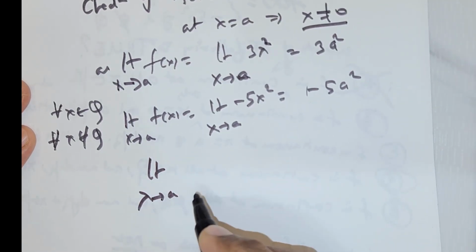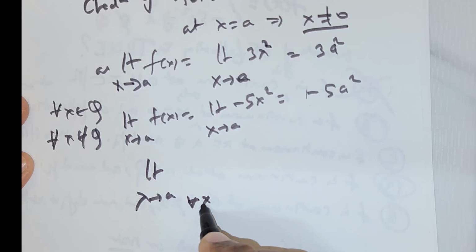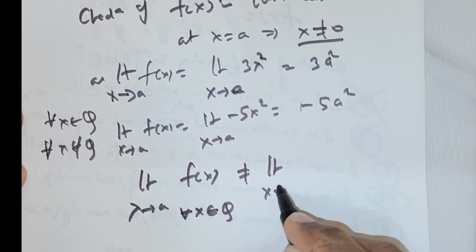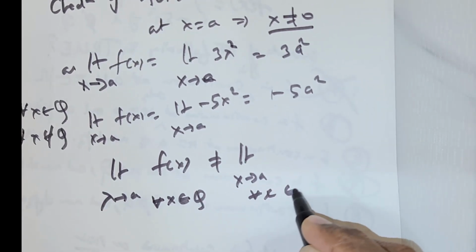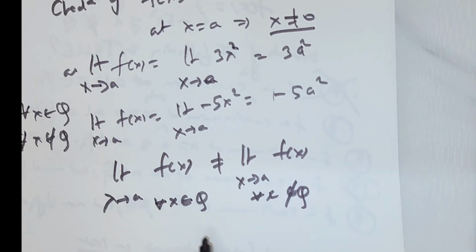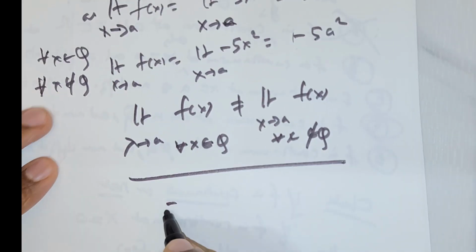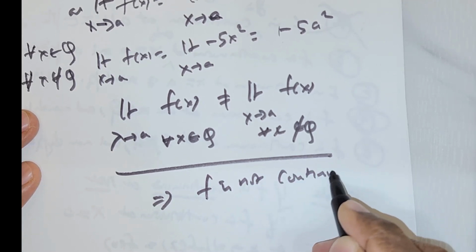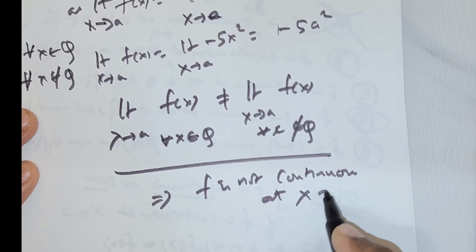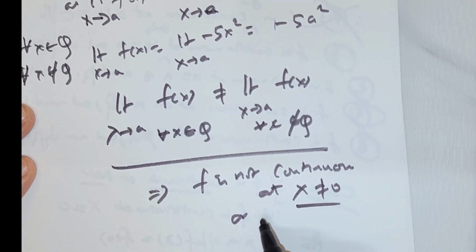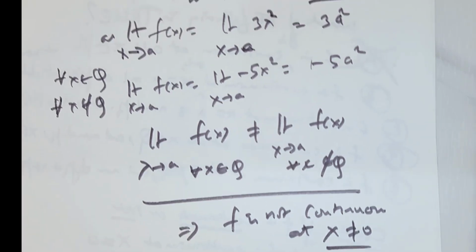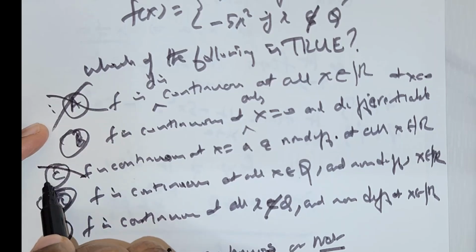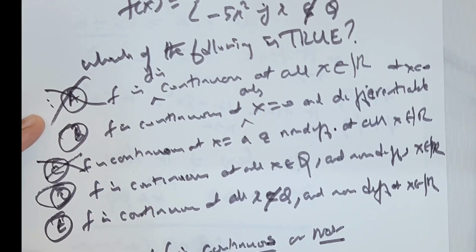Limit x tending to a for every x element of Q of f of x is not equal to limit x tending to a for every x not element of Q of f of x. Okay? So this means f is not continuous at x not equal to 0, or at x is equal to a. So that means if we go back, C is ruled out.